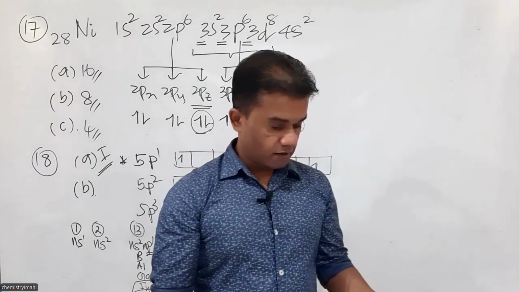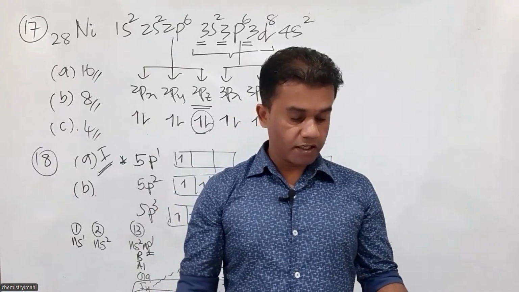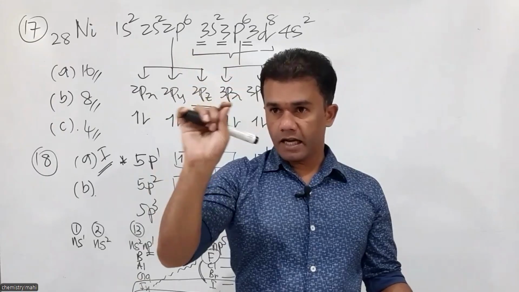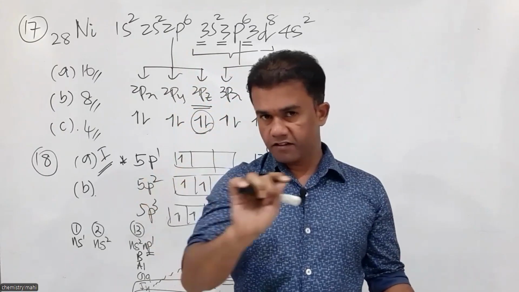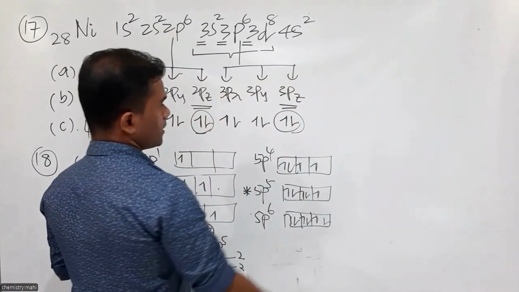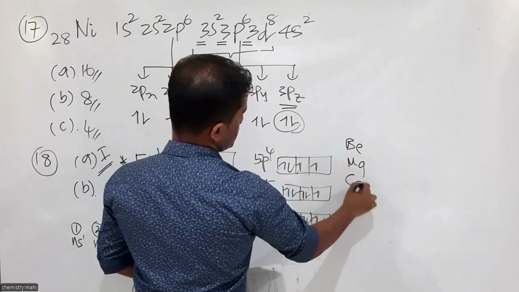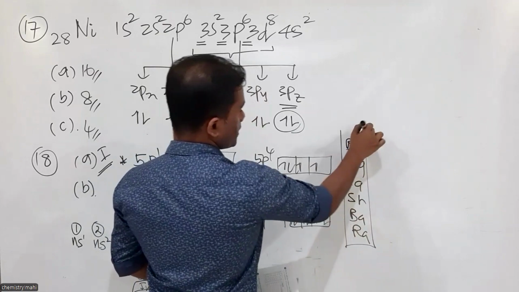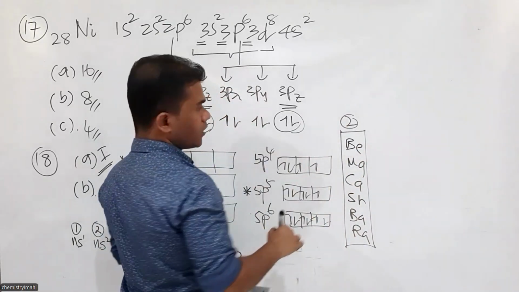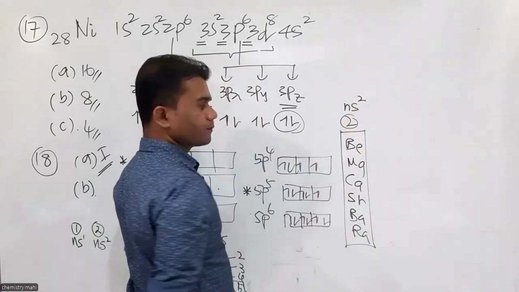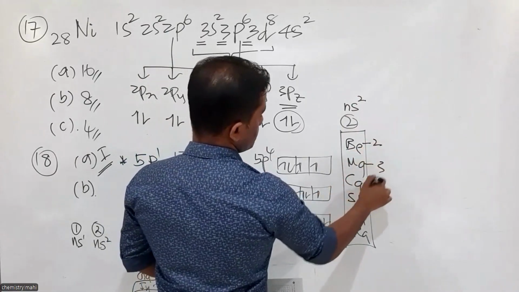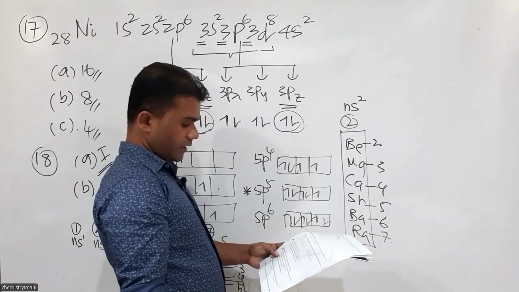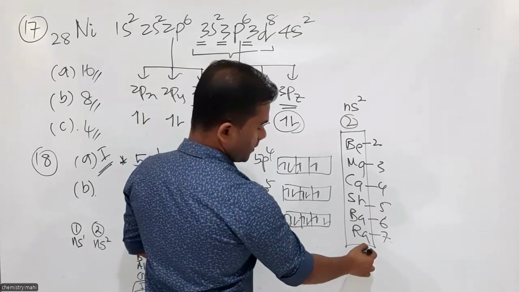What is the expected ground state electronic configuration? Beryllium, magnesium, calcium, strontium, barium, radium. Radium is in the 7th period. These are the alkaline earth metals, group 2. The general configuration of group 2 is ns2. These are the 2nd, 3rd, 4th, 5th, 6th and 7th periods. Now the alkaline earth metal after radium means somewhere here.